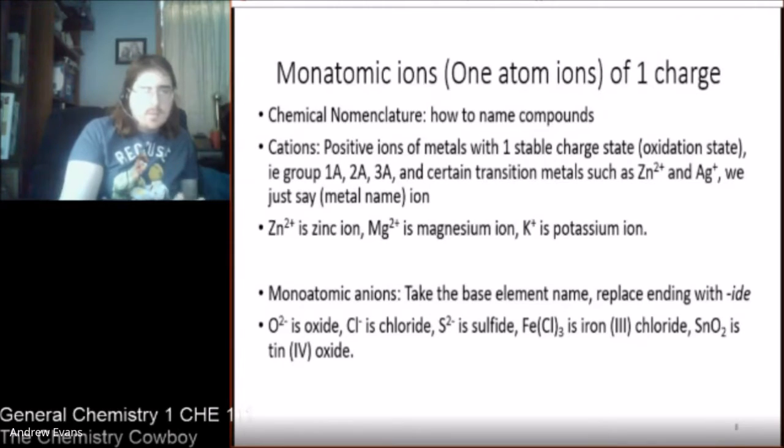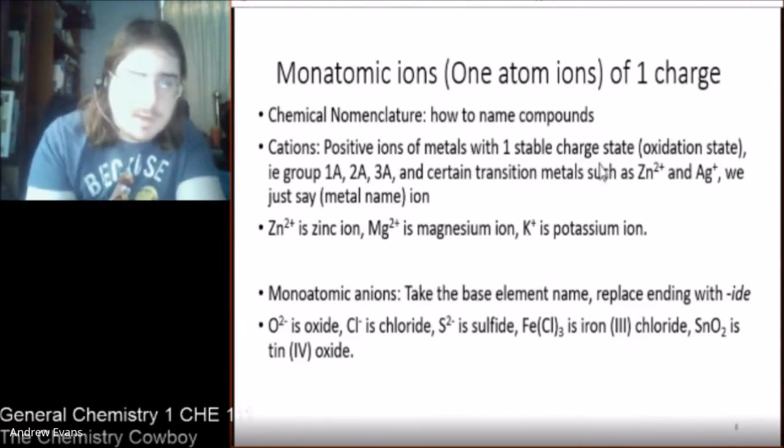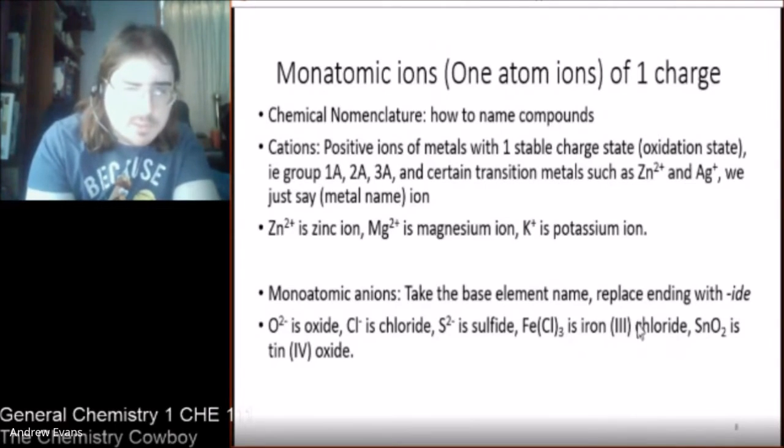When we look at the anions, we're going to take the base name and replace the ending with IDE. So oxygen goes to oxide, chlorine goes to chloride, sulfur goes to sulfide. And that's going to be how, when we combine these together, we're going to have cation and anion. I realize these are bad examples because these are getting into the other thing. But if I had ZnCl2, I would have zinc chloride. That's all I'd have to name it.